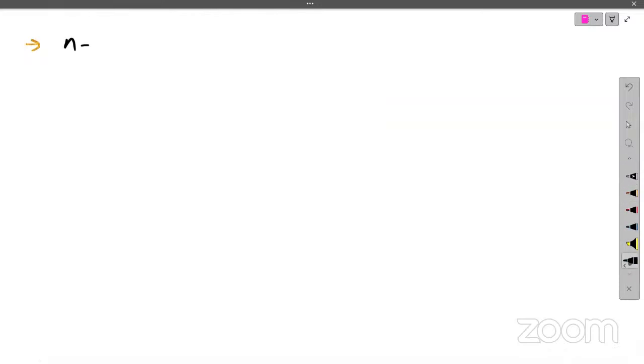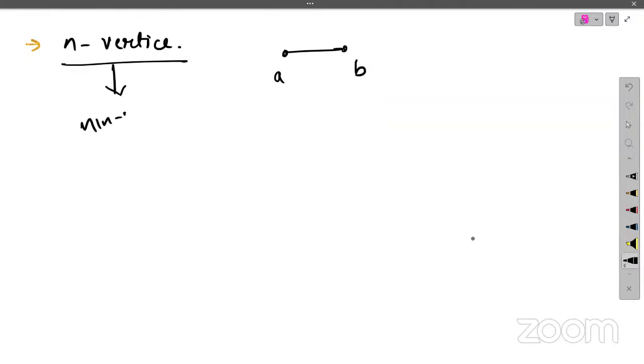So suppose we have n number of vertices, then what will be the maximum number of edges? Again, this result is for undirected graph. That means if there is an edge between A to B, then we are assuming that this is symmetric. I mean, this edge will work in both directions. So in an undirected graph, if you have n vertices, then there will be at max n into n minus 1 by 2 number of edges.